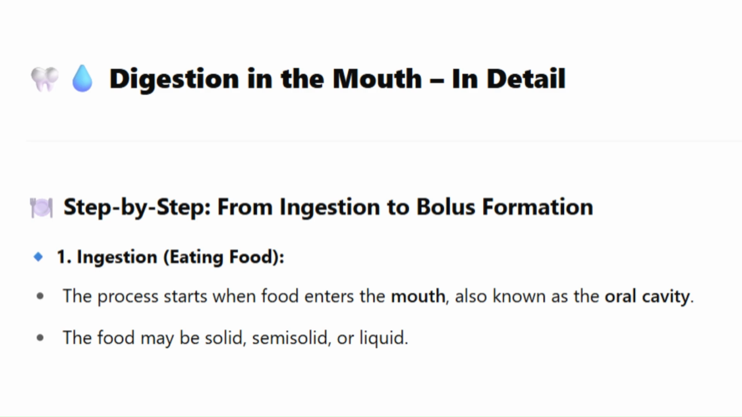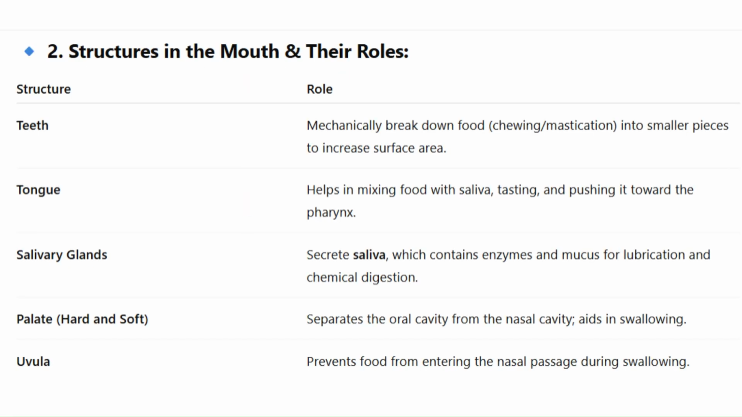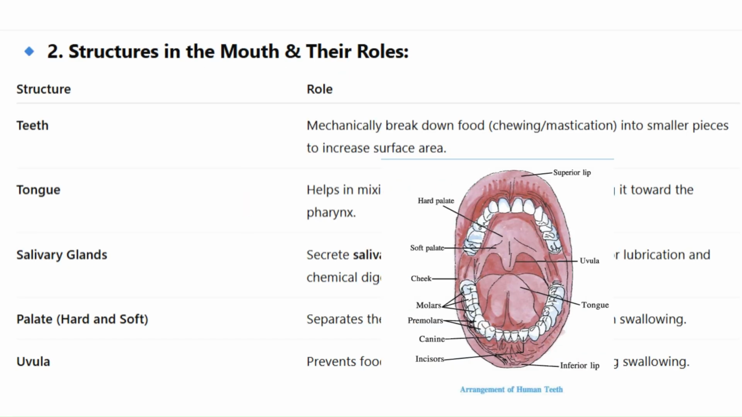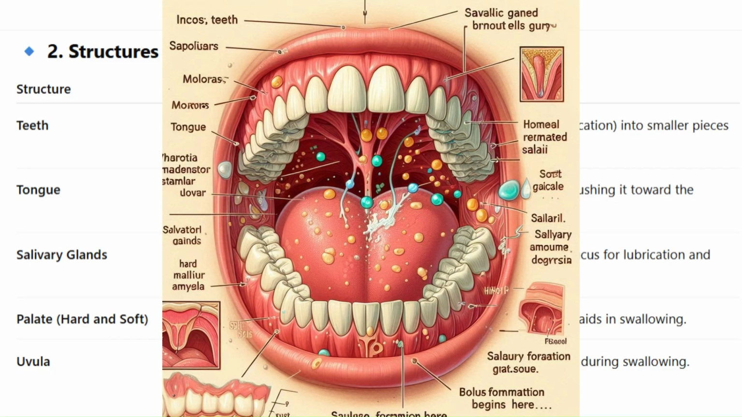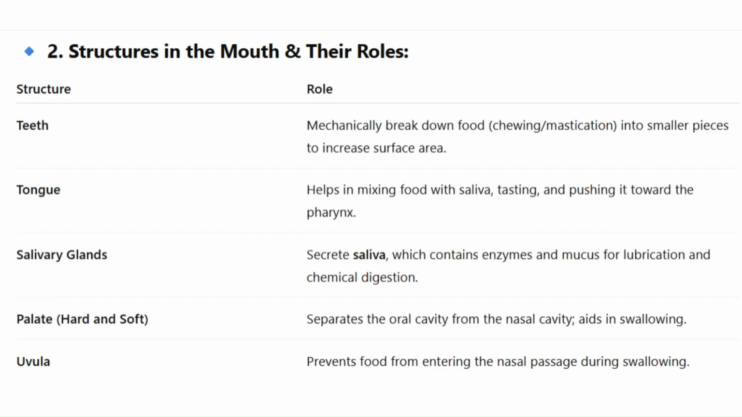1. Ingestion, eating food. The process starts when food enters the mouth, also known as the oral cavity. The food may be solid, semi-solid, or liquid. 2. Structures in the mouth and their roles. Teeth will mechanically break down food, like chewing or mastication, into smaller pieces to increase surface area. The tongue will help in mixing food with saliva, tasting, and pushing it toward the pharynx.